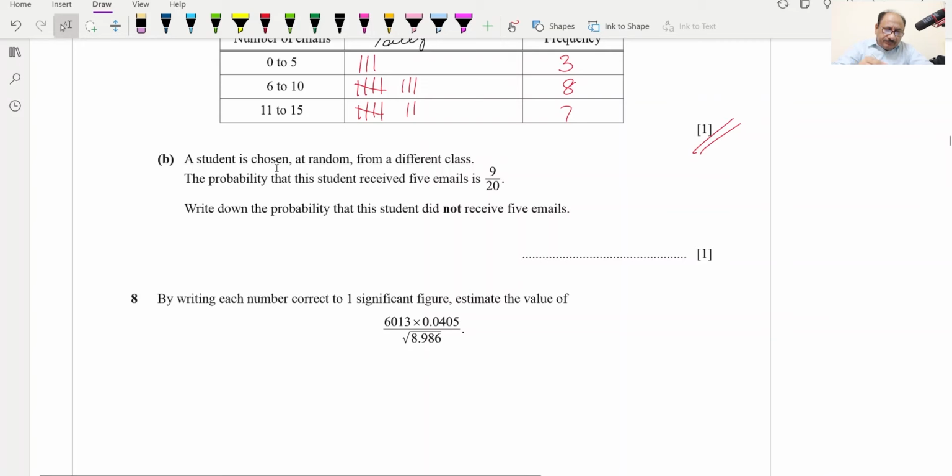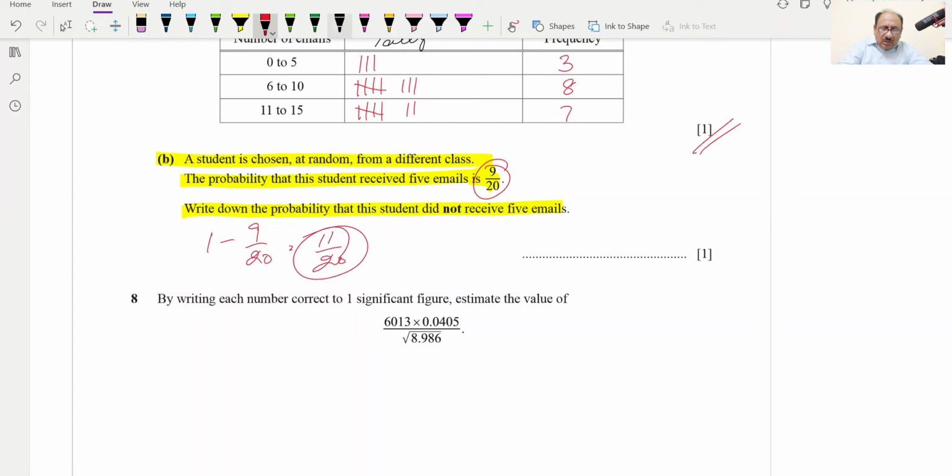Part B: a student is chosen at random from a different class. The probability that this student received 5 emails is 9 by 20. Write down the probability that this student did not receive 5 emails. So receiving mails is 9 by 20. So the remaining probability will be for not receiving mails. So we can write 1 minus 9 over 20, which will be equal to 11 by 20. So our answer will be 11 over 20. Hopefully you understood this. This is also a 1 mark part.